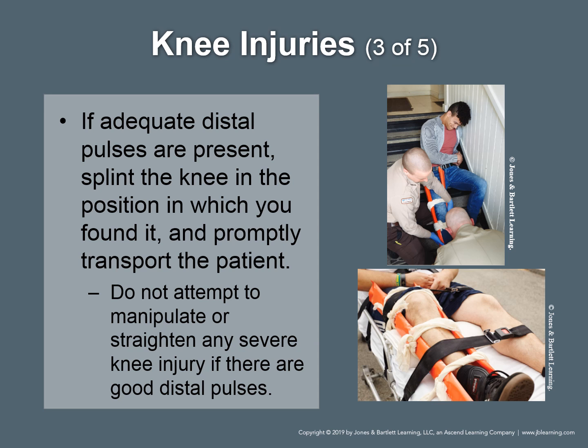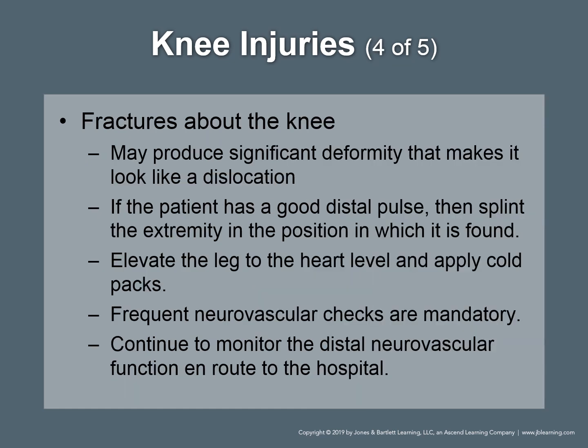If adequate distal pulses, leave it alone. Don't manipulate anything that has good pulses. If it has bad pulses, you can contact medical control. They may let you try to do a realignment. Fractures about the knee may produce significant deformity. It'll look like a dislocation, but there's actually a fracture. So if somebody has a dislocation, they need to be seen whether you can or cannot realign or reduce that fracture dislocation. Patient good distal pulses, leave it alone.